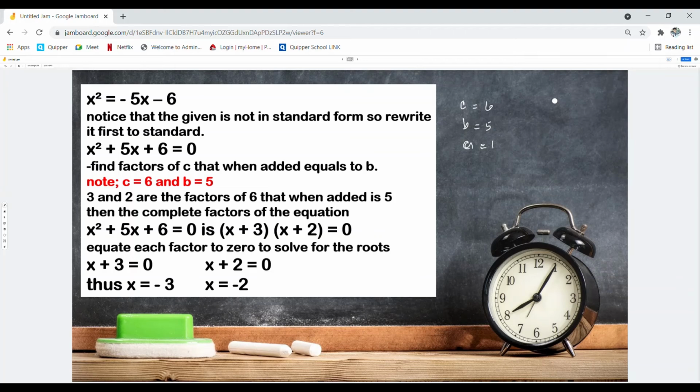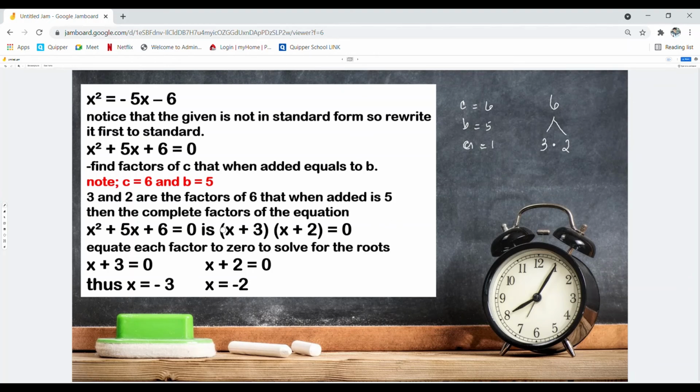So you have to find factors of 6, two numbers that when multiplied equal 6, and at the same time when added would be 5. So we have 3 and 2. 3 plus 2 is 5, right, when added. That's why we choose 3 and 2 as the factors of 6 that when added is 5. That means they could serve as our factors. We're just going to pair them with the x's.